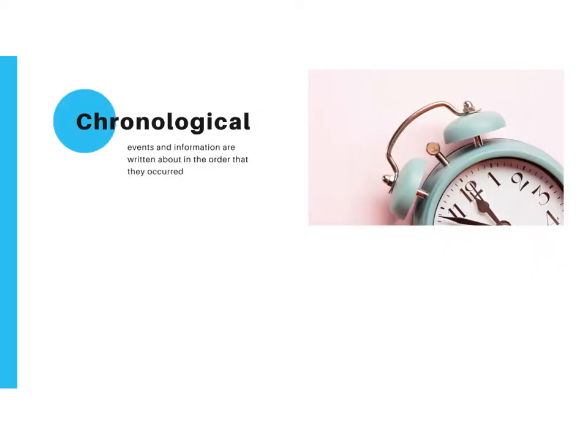Chronological organization refers to when events and information are written about in the order that they occurred. I think this is one of the easiest and most straightforward ways to organize your narrative, especially if you're a starting out writer, because as I always tell my students, time happened in order for a reason, so you might as well take advantage of that.